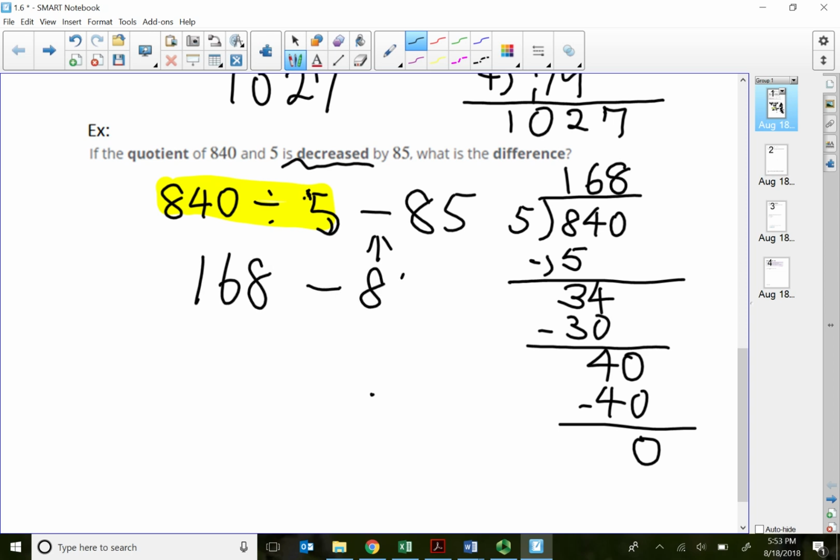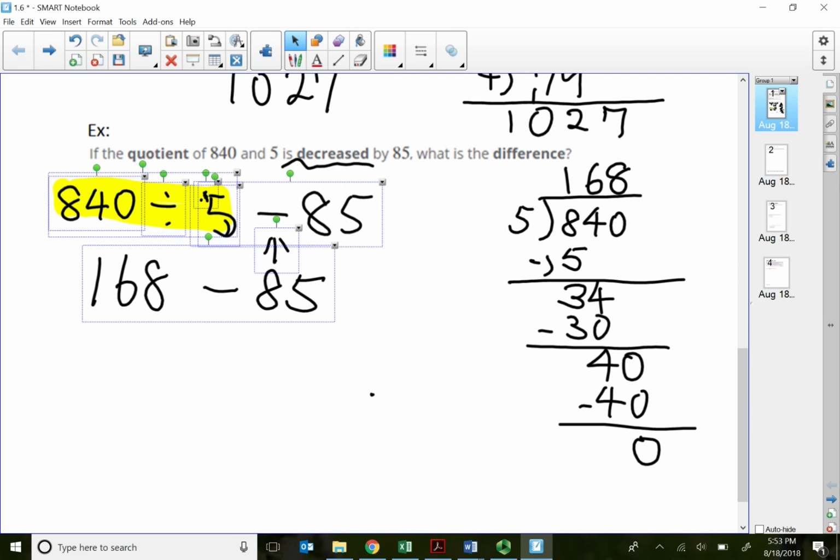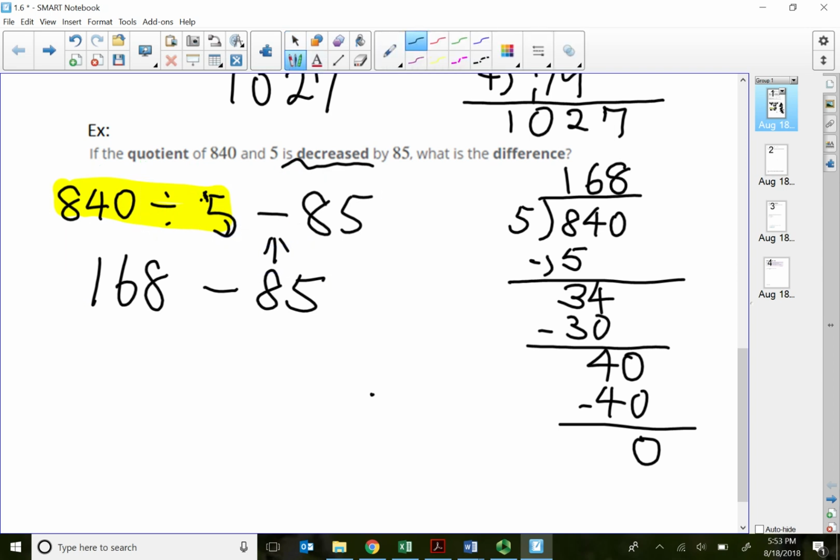Decreased by 85. So now I need to subtract. 168 minus 85. 8 subtract 5 is 3. Borrow: 16 minus 8, or I normally just say 10 minus 8 plus 2, which is another 8. So my answer is 83.